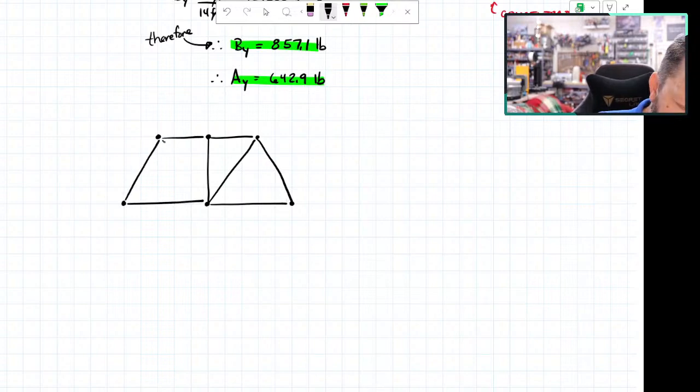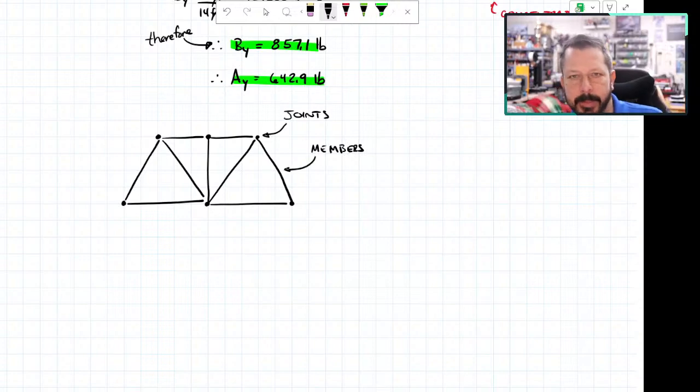And all these lines are the members. So in case you don't remember that, there's the joints. The members don't have to be straight, but they most of the time are. But they can be curved and all this other shape.